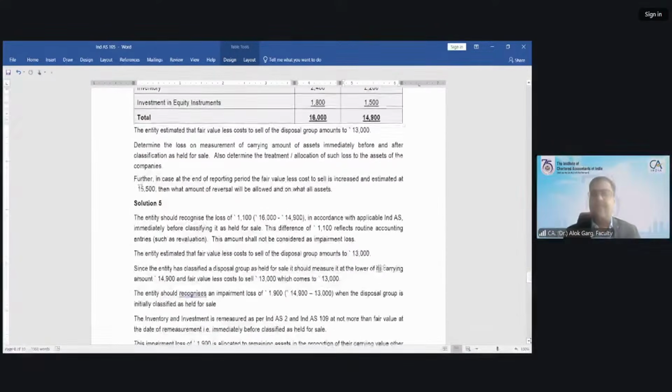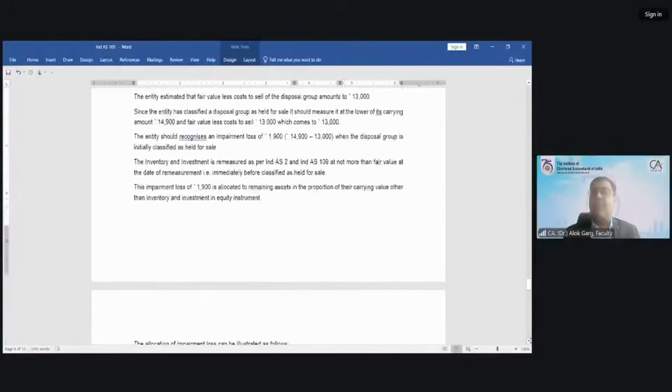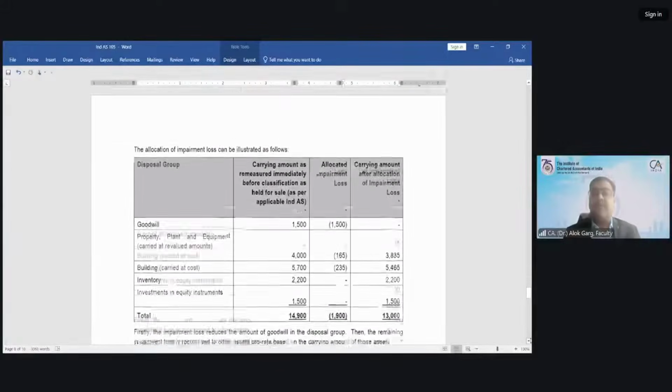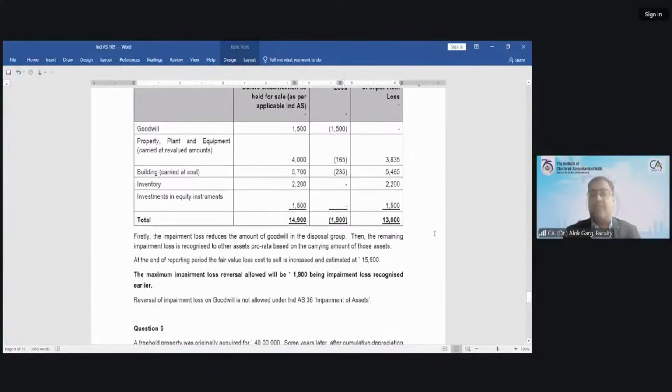So you have to charge your impairment loss in the ratio of 4,000 to 5,700, which is PP and building, right? So this is the value of your assets. Firstly, the impairment loss reduces the amount of goodwill in the disposal group. Then the remaining impairment loss is recognized to other assets pro rata based on the carrying value of the assets.